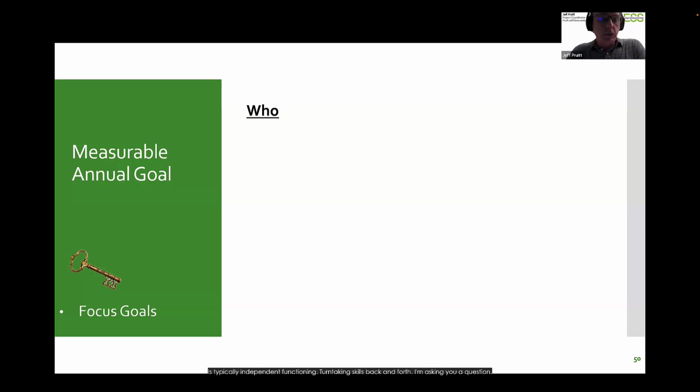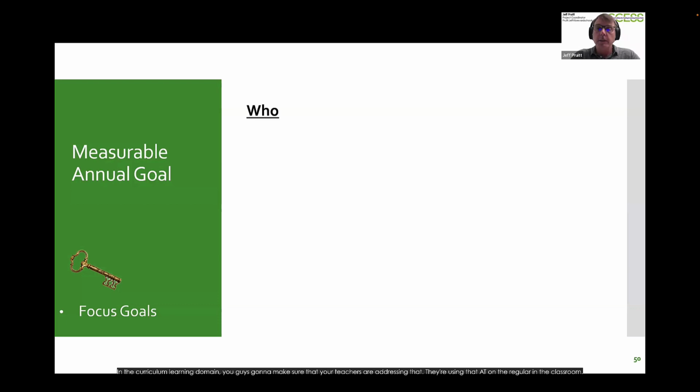Take turn-taking skills back and forth. I'm asking you a question, you respond. I'm hitting a device to do the responses because I already know how to use and access my device. Now we're talking about the communication domain and that turn-taking process. You've got to be a little careful with where you're writing your goal. I'm not saying that it's inappropriate to write an assistive technology goal. You just have to be a little careful.